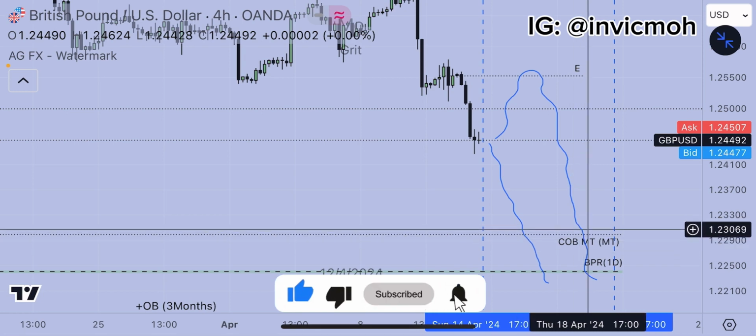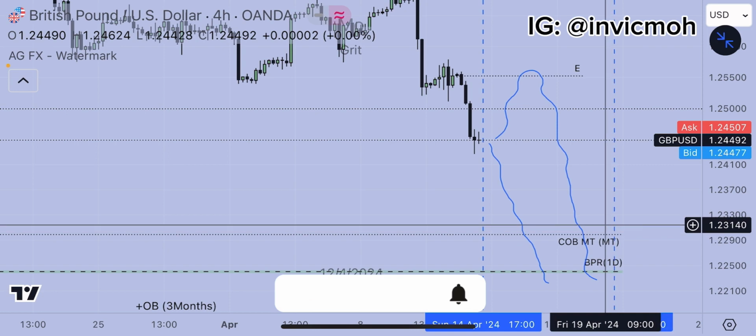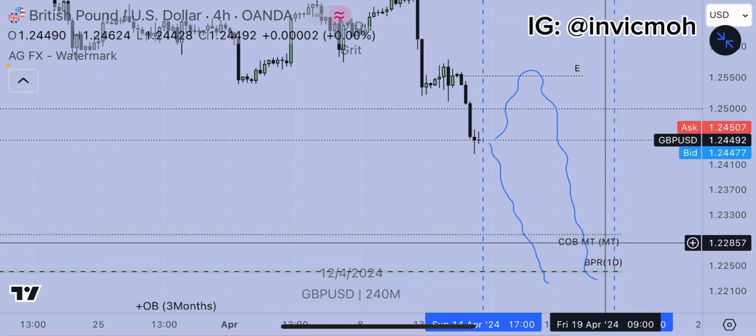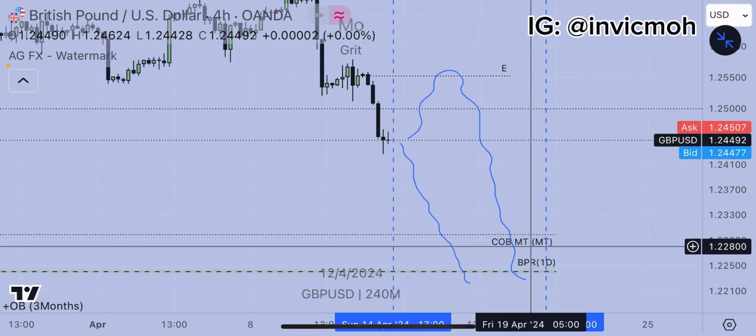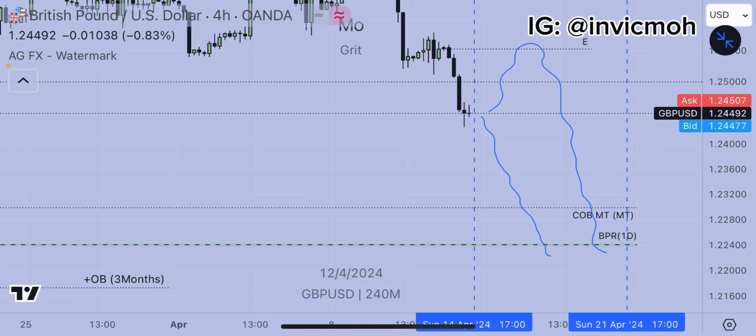So my first draw on liquidity is this consecutive order block mean threshold on the daily time frame. I made a mistake of writing MT into the brackets, which is supposed to be D, which means daily time frame. And my second draw on liquidity is this BPR here on the daily time frame. So that's for GBP USD.